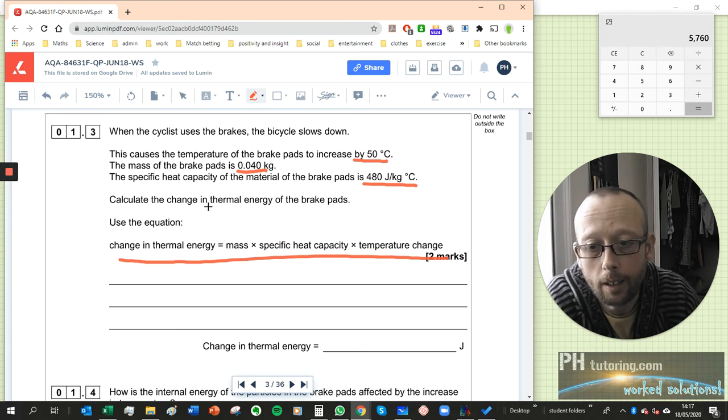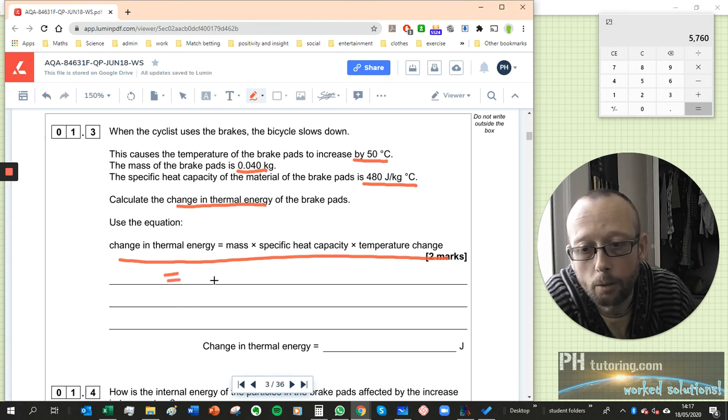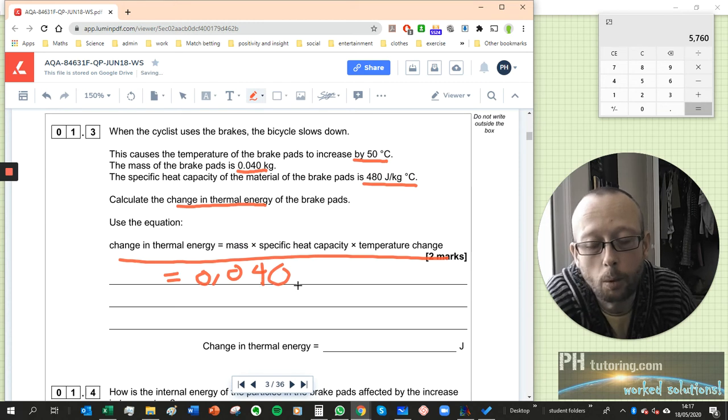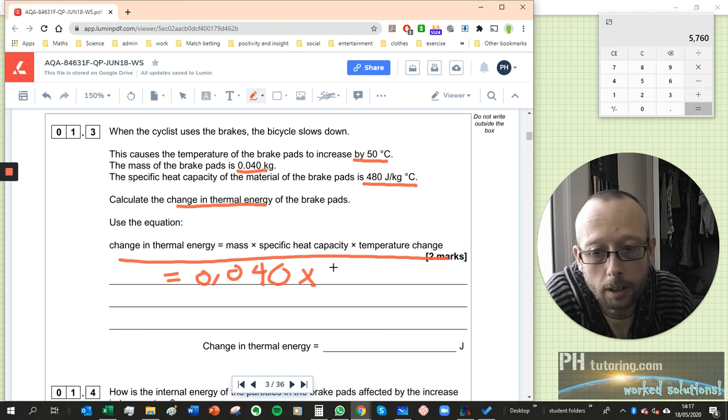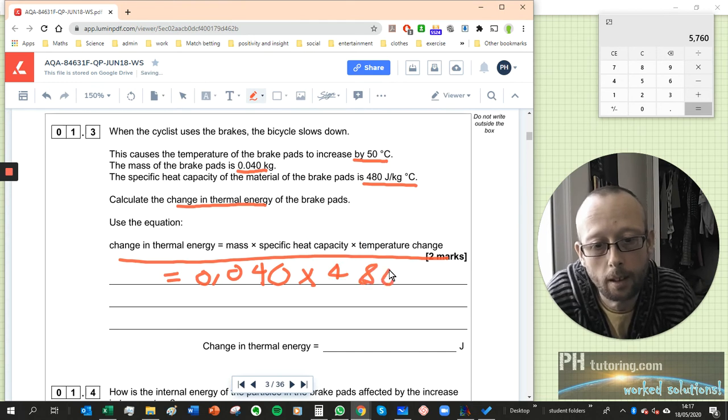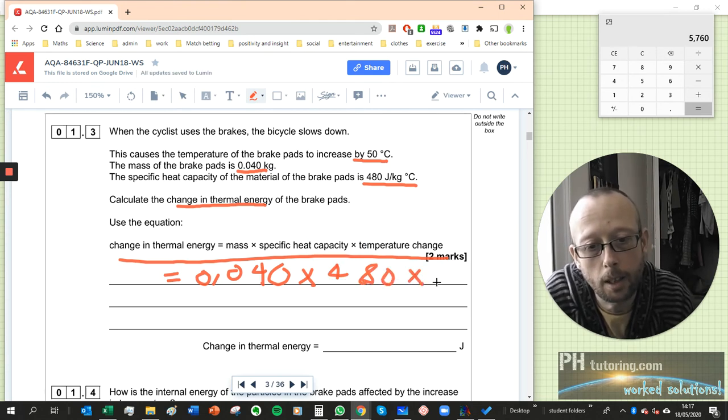We want to calculate the change in thermal energy. Well, that's what this is down there. So that's going to be equal to the mass, 0.04. The other thing is that we want it in kilograms, and again, it's already in kilograms, so that's fine. I'm going to times it by the specific heat capacity, which is 480. And then times that by the temperature change, which is 50.